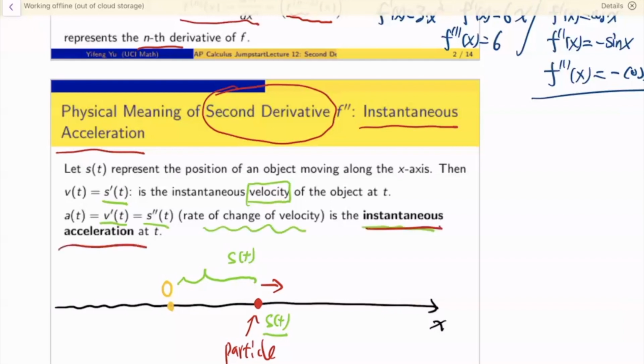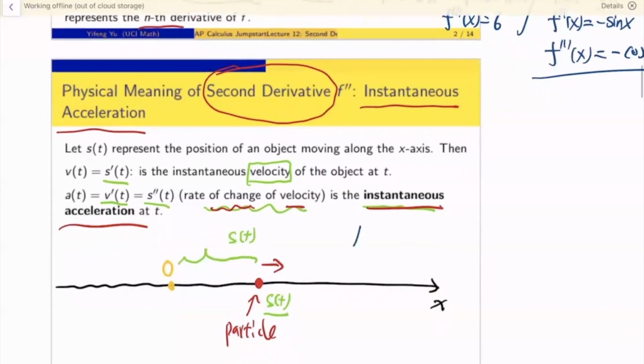So velocity is the rate of change of the position. And acceleration is the rate of change of the velocity. That's the second derivative of the position. Okay, so that's why the second derivative is important, because of Newton's second law of motion, right?